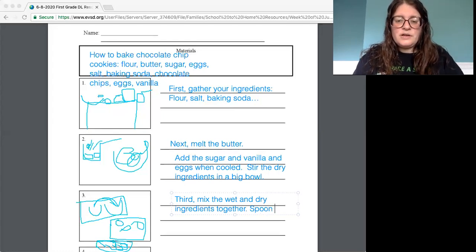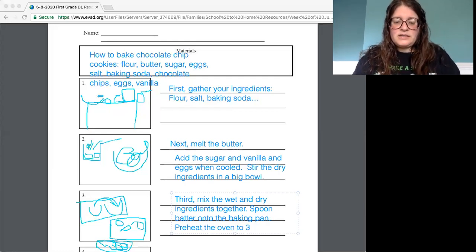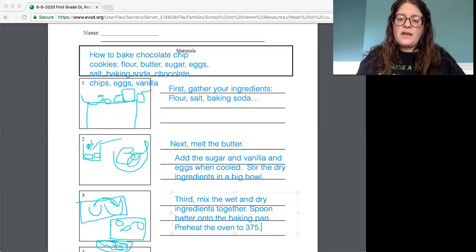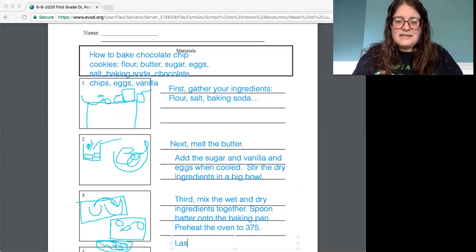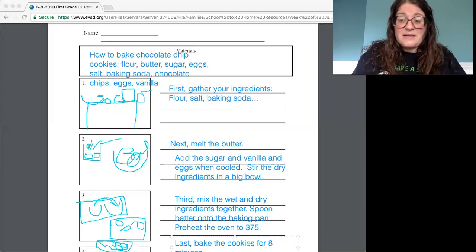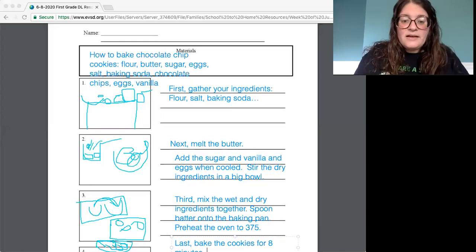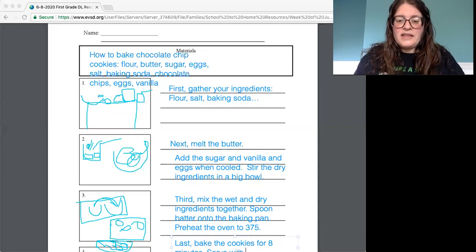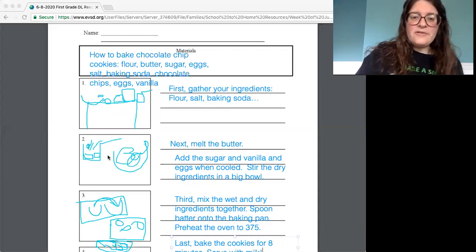Spoon batter onto the baking pan. Preheat the oven to 375 degrees. And then if you could see my last one, it would say, last, bake cookies, and here's my secret, for 8 minutes. Underbake your cookies. That'll make them really yummy and chewy. Serve with milk. So that would be my how-to.